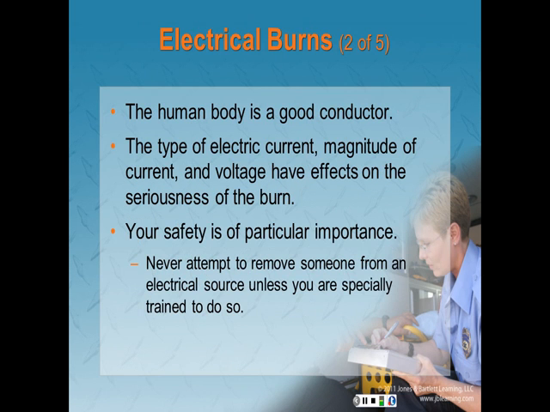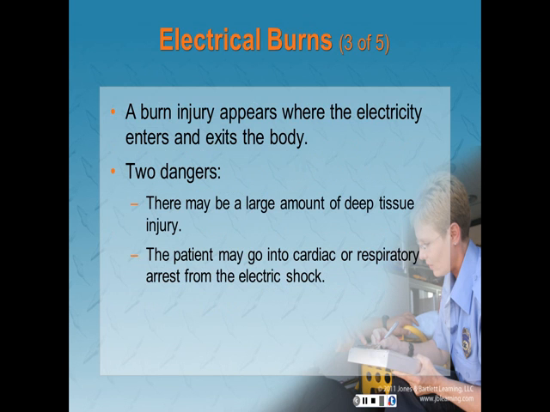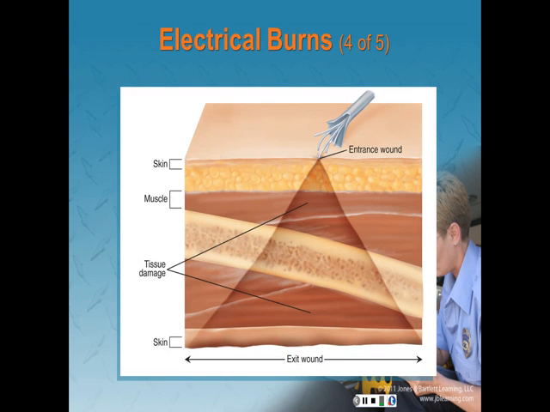You must never attempt to remove someone from an electrical source unless you are specifically trained to do so. Always assume that any down power line is live until the power company tells you it's not. A burn injury appears where the electricity enters and exits the body. There are two dangers specifically associated with electrical burns. There may be a large amount of deep tissue injury, and the patient may go into cardiac or respiratory arrest from the electric shock.